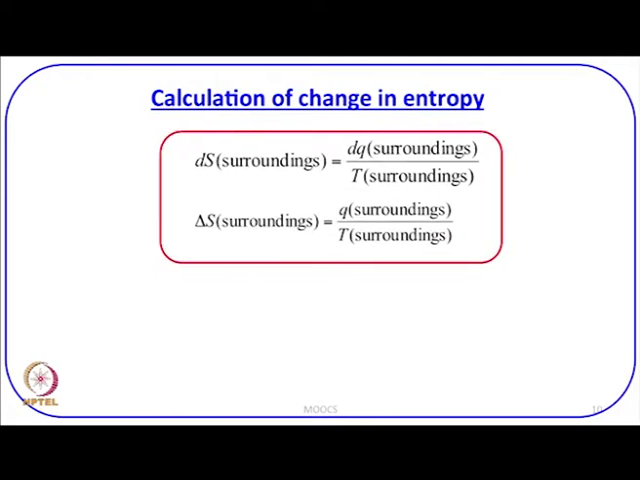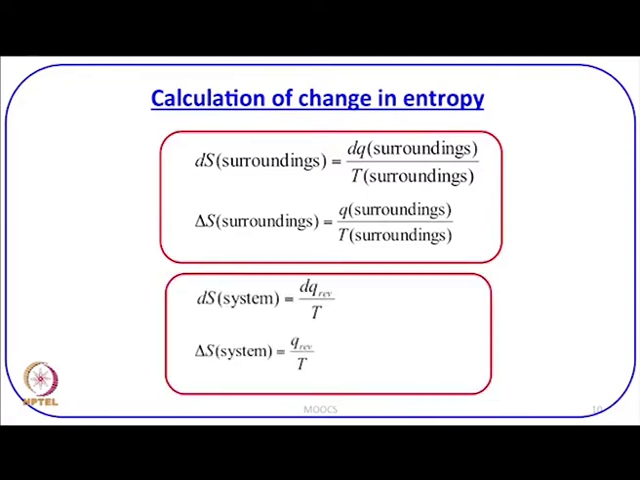The same formula is to be used. So, how to calculate the change in entropy? If we are interested in calculating the change in entropy of the surroundings, then this is the formula to be used. For infinitesimally small changes, ds surrounding is equal to dq surroundings by the temperature of the surroundings. For a finite change, delta S will be equal to the actual amount of heat transferred to the surroundings divided by the temperature of the surroundings. However, when we are interested in calculating the change of entropy in the system, we must use this formula. ds system is equal to dq reversible by T.